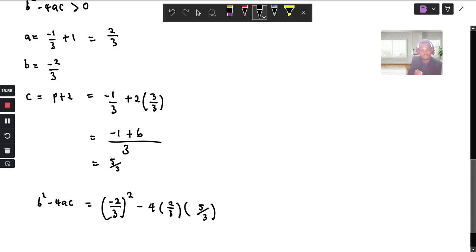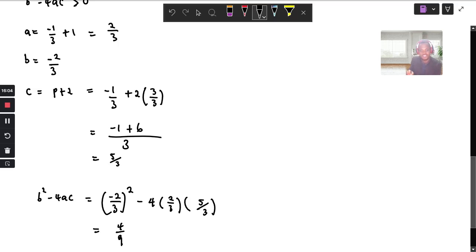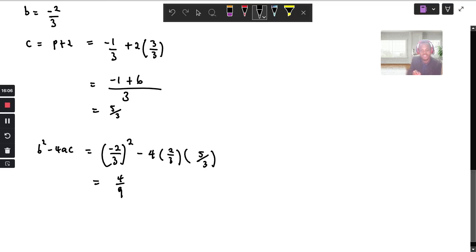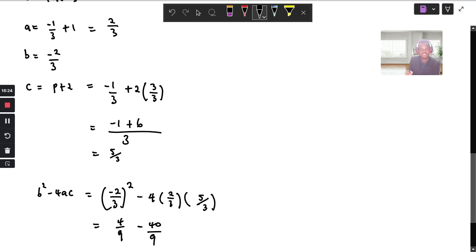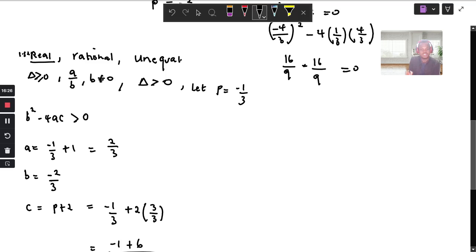Okay. So here I'll get 4 over 9. And by default, 2 times 5 becomes 10. 10 times this one becomes minus 40 over 9. So I see that the number that I get is less than 0, which does not satisfy this condition.